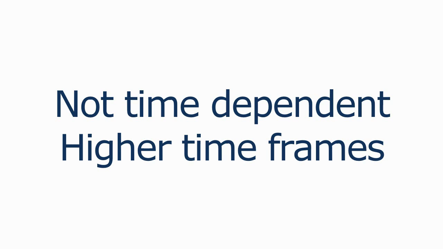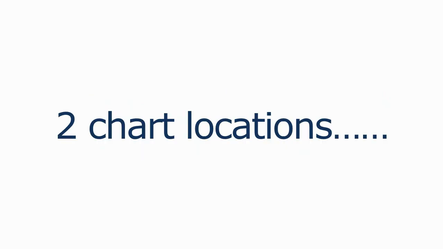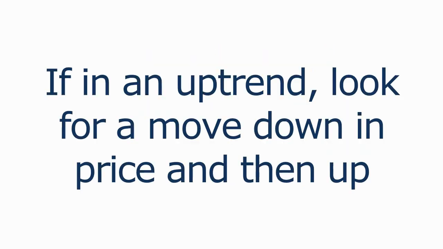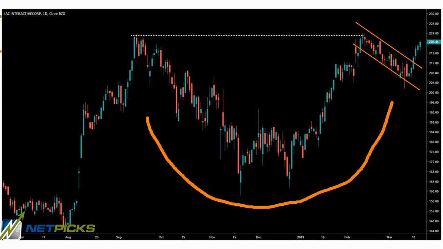Now, this pattern is not time dependent, and there could be an edge in using them on higher time frame charts. So we can find the cup and handle at 2 locations. If the market's in a downtrend, we look for price to make a rounding transition and start to move upwards. And since this is a bullish pattern, if the market's in an uptrend, we just look for a move down in price. This here is a daily stock chart, but cup and handles can be found in any single instrument, any time frame, doesn't matter.